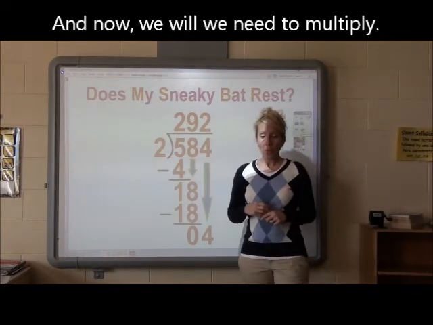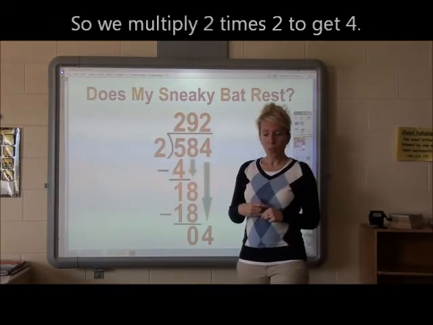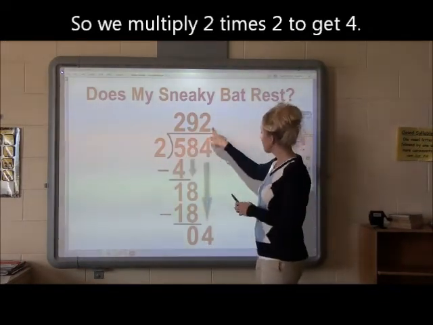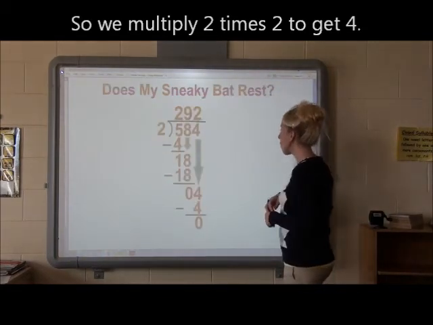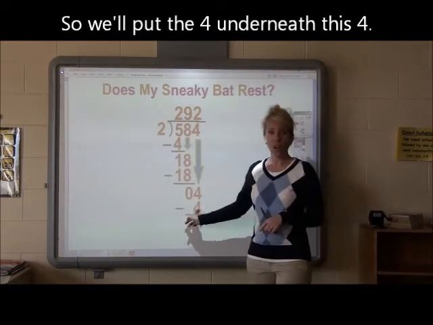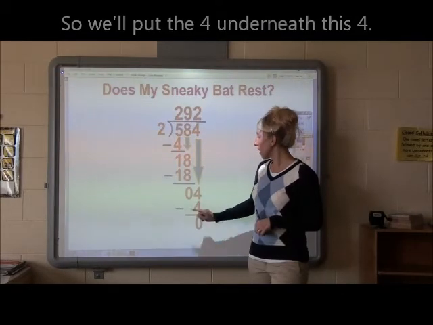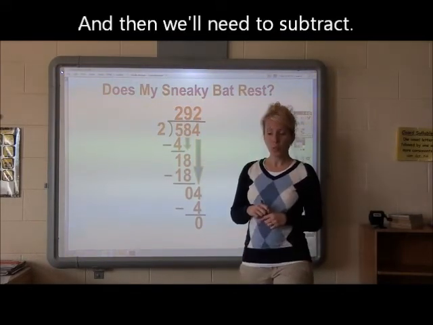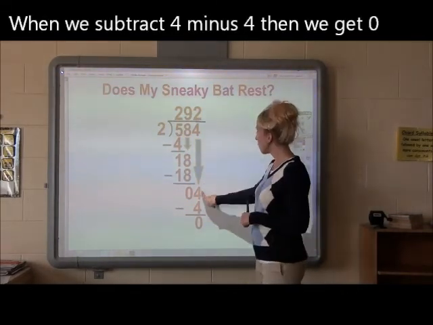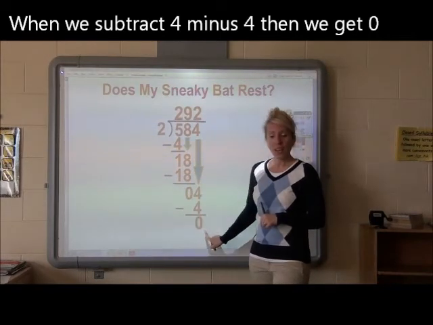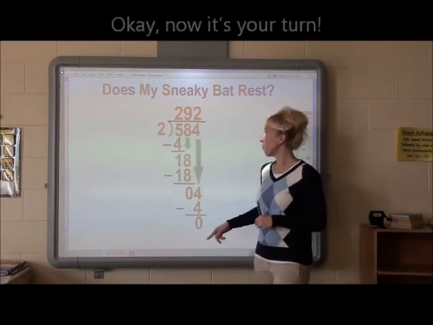And now we will need to multiply. So we multiply 2 times 2 to get 4. So we'll put the 4 underneath this 4. And then we'll need to subtract. When we subtract 4 minus 4, then we get 0.